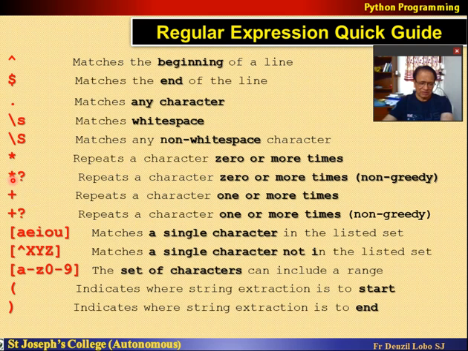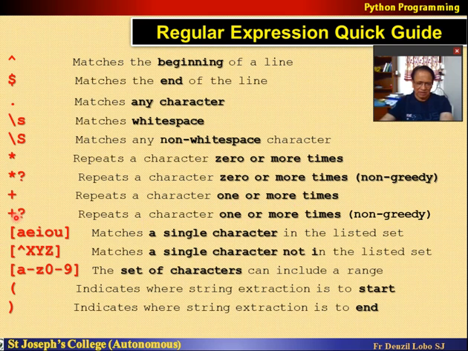Here it is a star with a question mark: 0 or more times, non-greedy. You find the pattern only once and do not go on finding it in the whole text. Plus repeats for 1 or more. Here it was 0 or more, here 1 or more. Plus with the question mark is again non-greedy: 1 or more times, but only once.